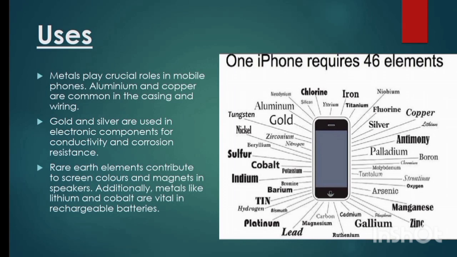Uses of metals in mobile phones. Metals play crucial roles in mobile phones, such as aluminium and copper, which are common in the casing and wiring. Gold and silver are used in electronic components for conductivity and corrosion resistance.